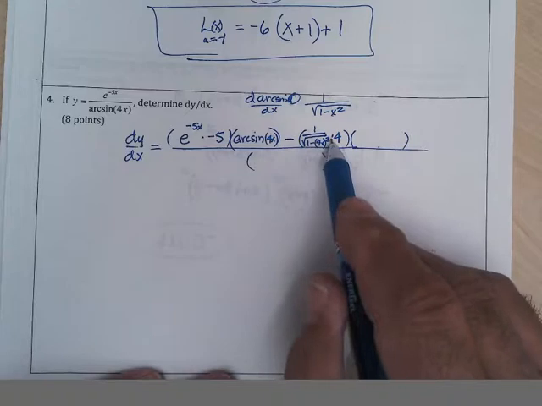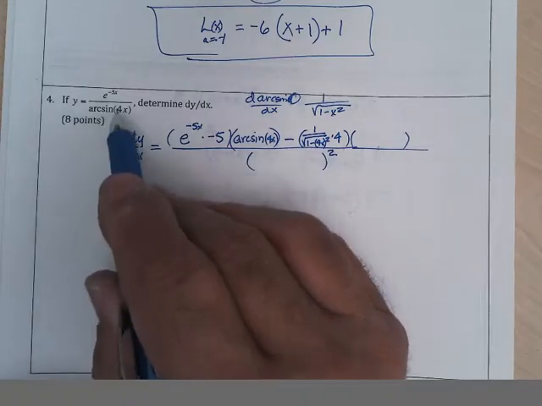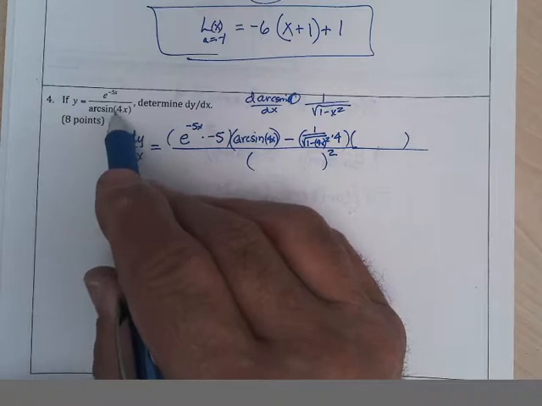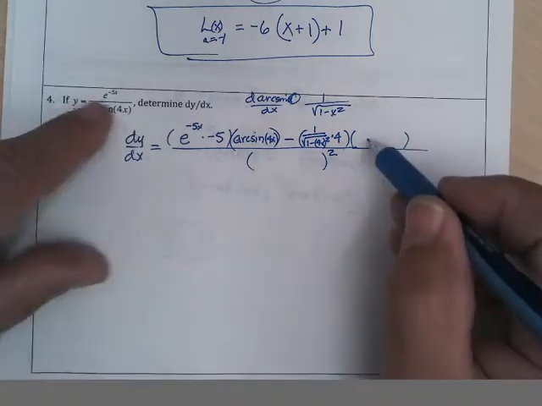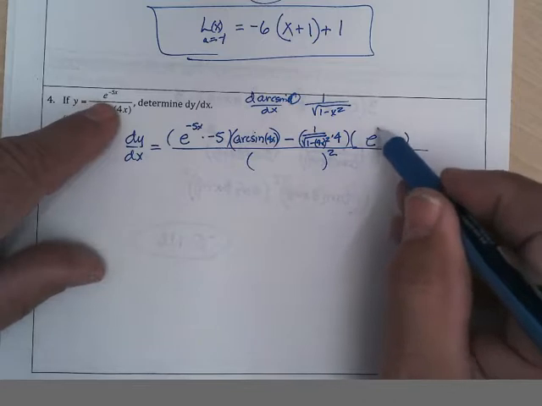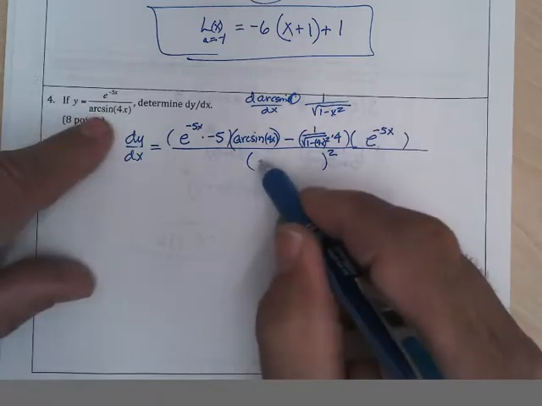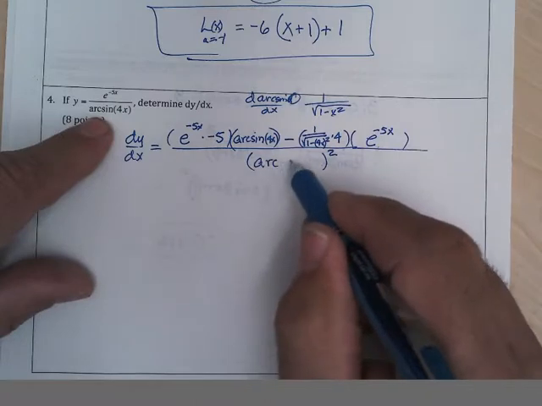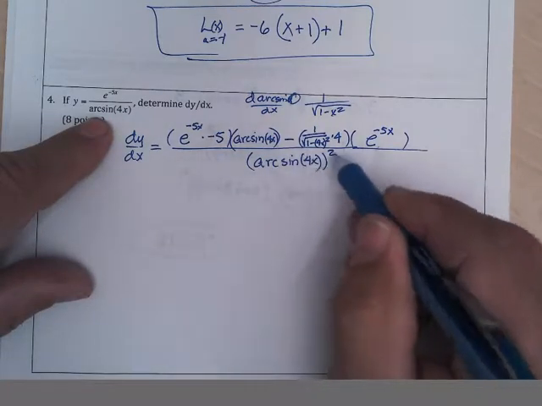The derivative of the arc sine times the derivative of the inside, times the numerator, e to the negative 5x, over the denominator squared.